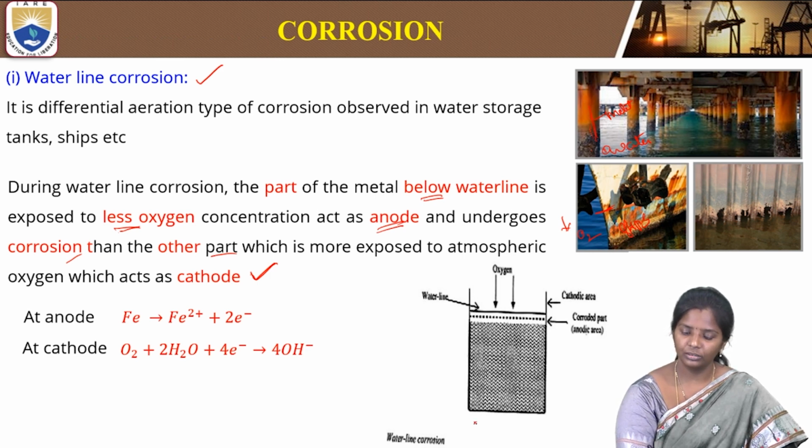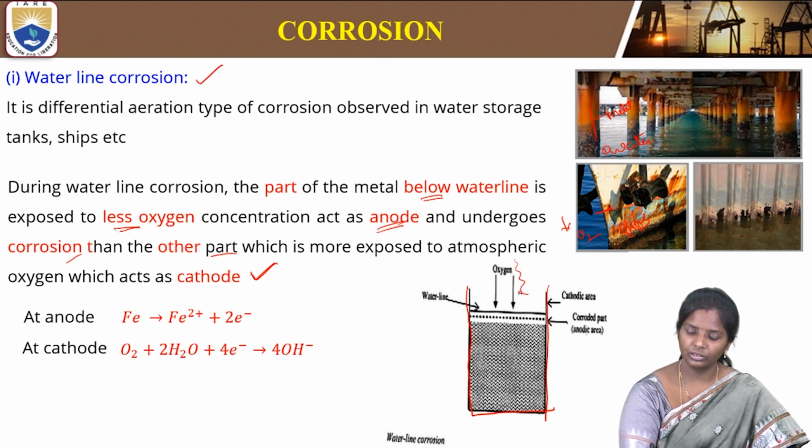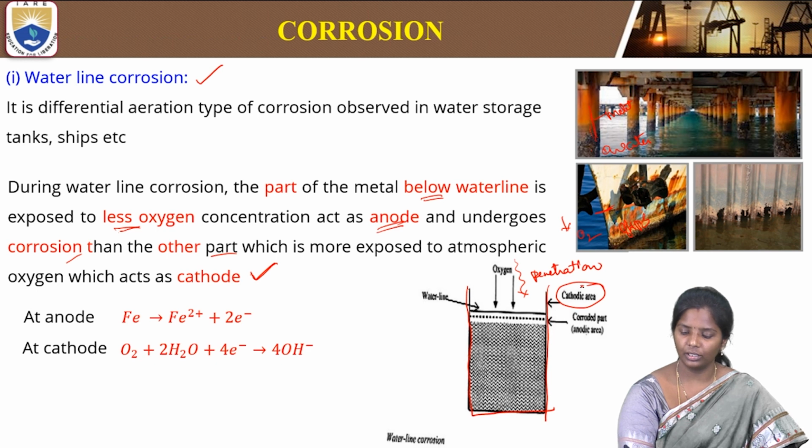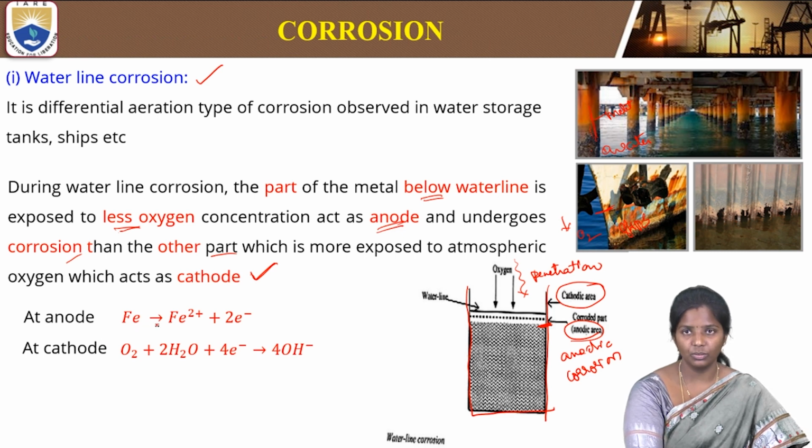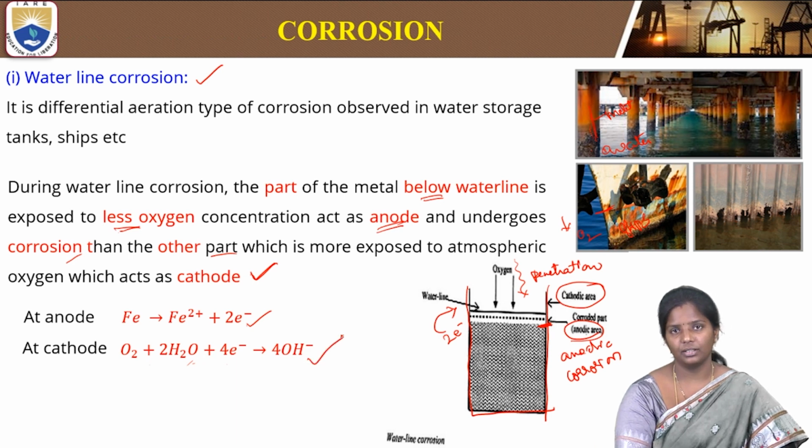If we see schematically, this is the water jar. If there is penetration of oxygen, this forms the cathodic area. This is the corroded part that is submerged in the water and forms the anodic area. This formation of anodic area causes corrosion. At the anode, the iron rod dipped in water undergoes oxidation, forming Fe+2 ions and 2 electrons. At the cathode, these 2 electrons released go to the cathode, and oxygen and water accept these 2 electrons and form hydroxyl ions. This is the mechanism that occurs in waterline corrosion.